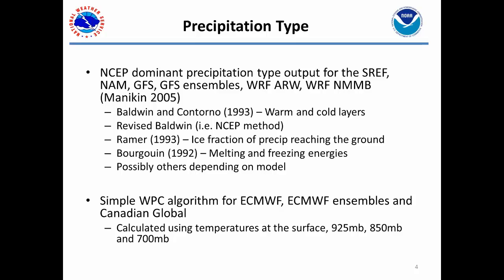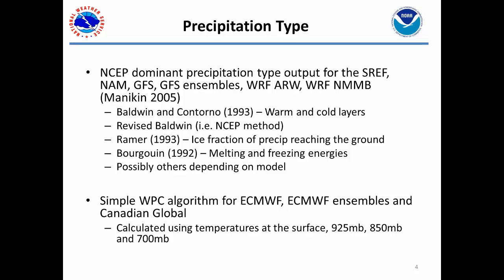To determine the precipitation type, we rely on 2 different algorithms. For those models provided by NCEP, those models include precipitation type as an output parameter, and this precipitation type is based on the NCEP dominant precip algorithm. The way this algorithm works is it examines the thermal profile of each grid point in the model and then applies an ensemble of precipitation type algorithms to that grid point. And finally, the most common precipitation type is selected as the dominant precip type for that grid point.